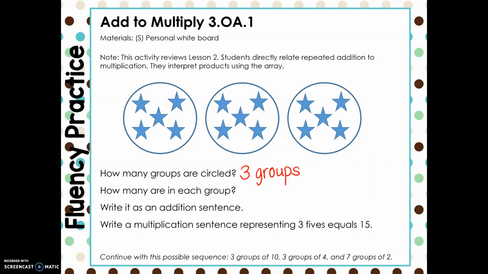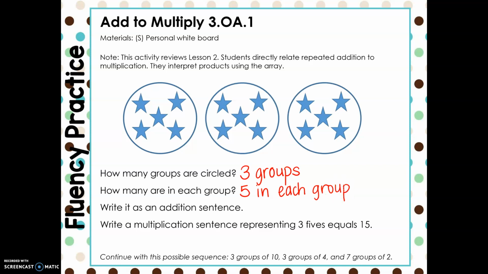The next question says, how many are in each group? I count 1, 2, 3, 4, 5. And 1, 2, 3, 4, 5 in each of the other groups. So there are 5 in each group. And since there's the same number in each group, they would be equal groups.